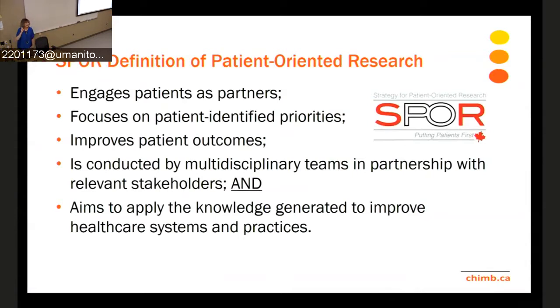Now, notice I've capitalized and underlined the "and," because that's where some of the confusion comes. A lot of times health researchers say to me, you know what, I do patient-oriented research because my research works to improve patient outcomes. But when we talk about patient-oriented research, it also has to be engaging patients as partners in research decision-making. It has to be focusing on patient-identified outcomes. It has to be including that multidisciplinary team and looking to apply the knowledge to the healthcare system to improve the healthcare system and practice.